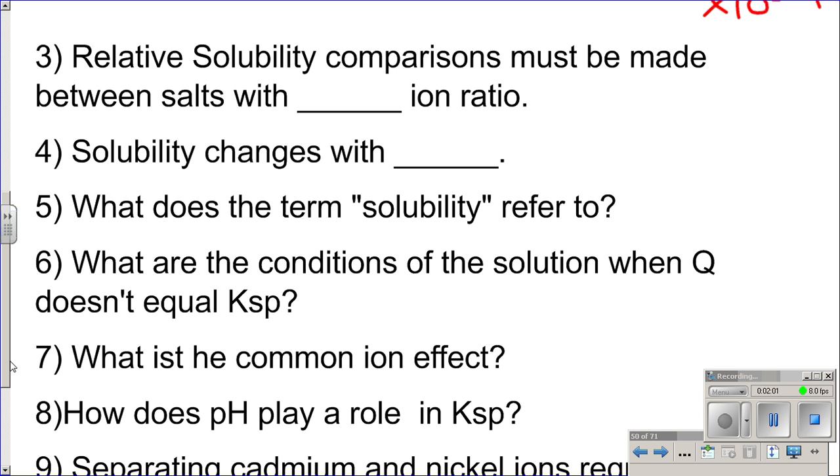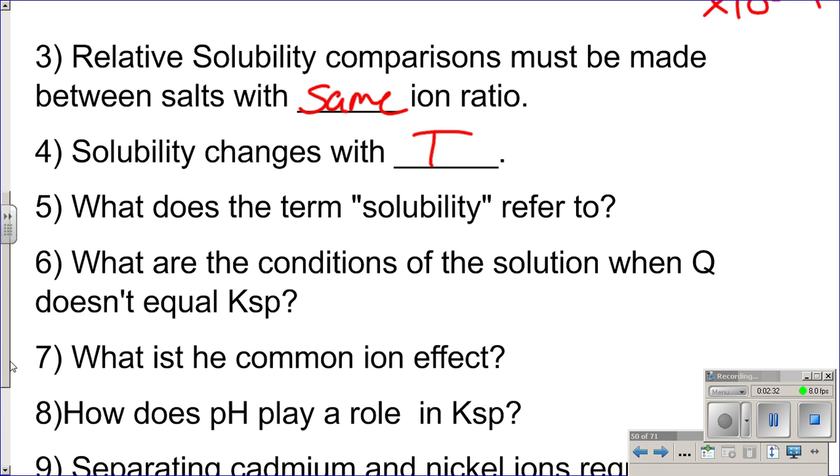So relative solubility can only be compared, if you want to just look at numbers and say this one's more soluble or less soluble, if you have the same number of ions, okay? So you have the same ion-to-ion ratio. If you're comparing something with 3 ions formed versus 2 ions formed, it's like comparing apples and oranges. You cannot compare their Ksp, their solubility values, because they're totally different numbers, and it significantly affects the Ksp value. Solubility changes with temperature.